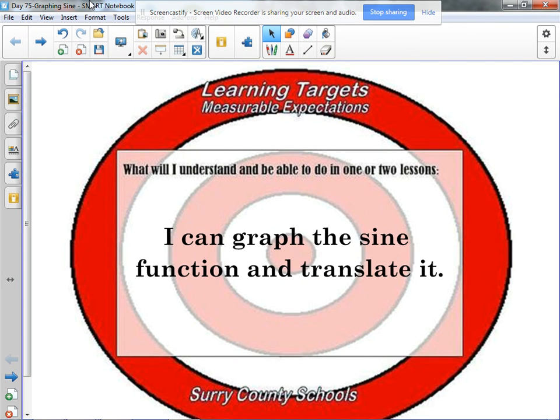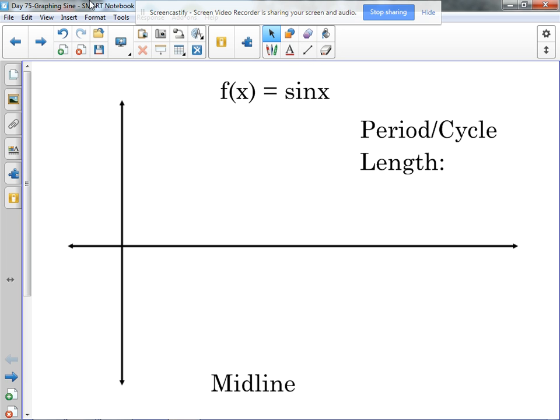Terminology associated with graphing the sine function that you probably never heard of before, so we need to make sure that we have that terminology down pat. So we're going to start with just graphing the plain old sine of x, which is the very first example you have there on your paper. Let's talk about a few things.